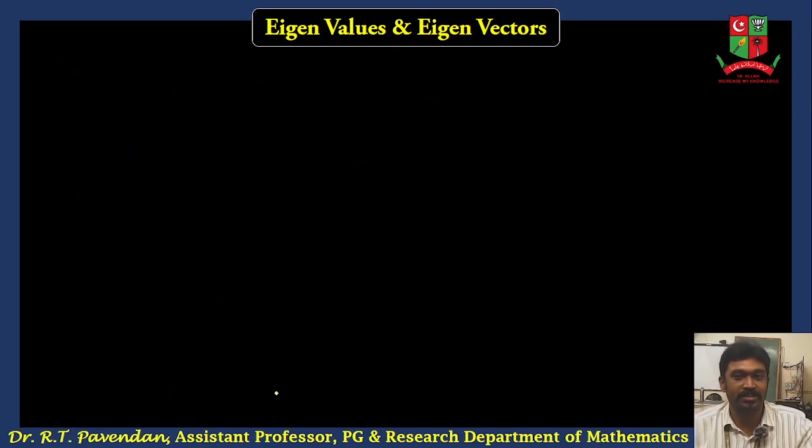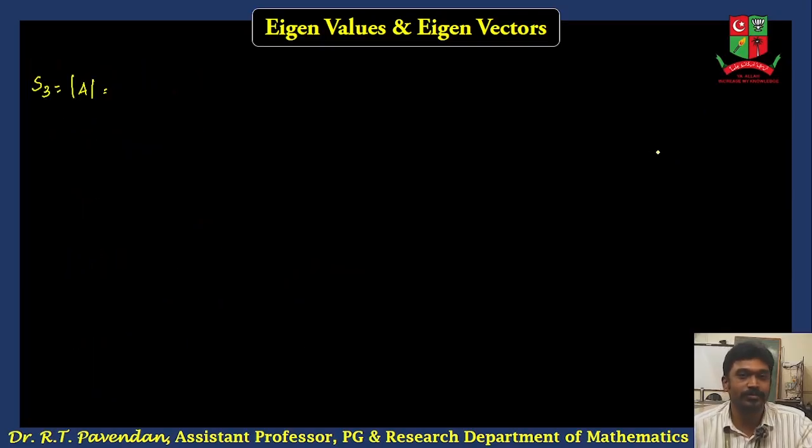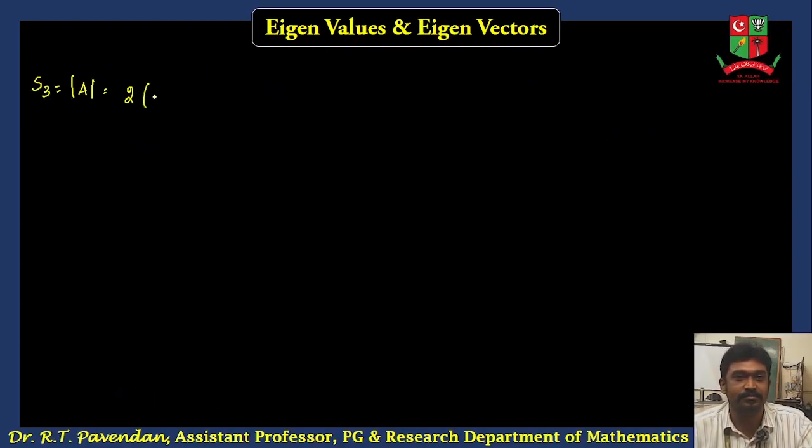So now we are going to find the S3 value. S3 is obtained by finding the determinant of the given matrix A. So determinant is obtained by the minors of the first row elements. So starting with the element 2. For the element 2 we have to leave off the first row and first column. The minors are 2, 2, 3, 1. So it is 2 into 2 minus 6.